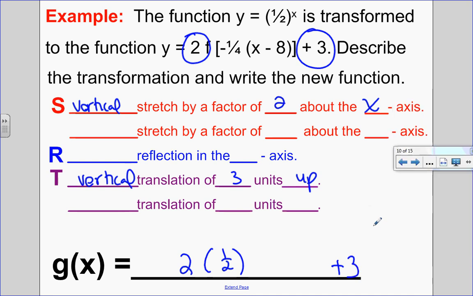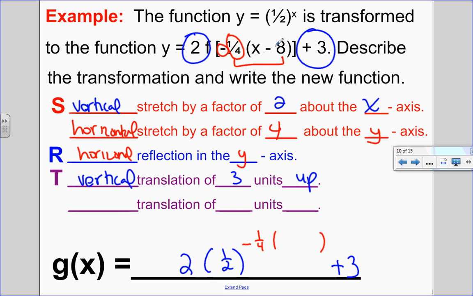Okay, let's move to our horizontal. Horizontal is on the inside pieces here. Okay, so let's talk about the negative first. So the negative here tells me that I have a horizontal reflection in the y-axis. Let's talk about the quarter, because remember, horizontal lies. So it's not a horizontal stretch by a quarter, but in fact a horizontal stretch by a factor of 4. And that's about the y-axis. So in my exponents, I have a reflection and a horizontal stretch by a factor of 1/4.